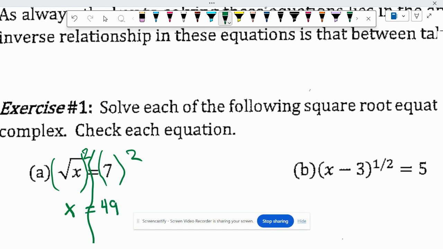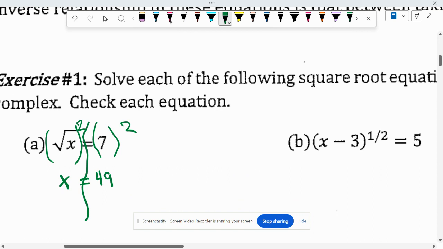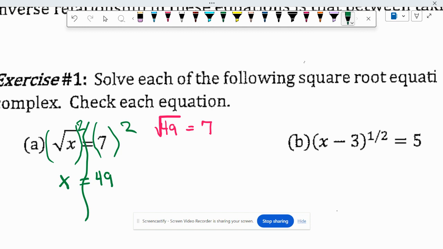Well, we have to check each one of our answers because weird stuff happens when you square and cube stuff. So let's see. If I let x equal 49, does the square root of 49 actually equal 7? Is that a good check? Yeah, that works.